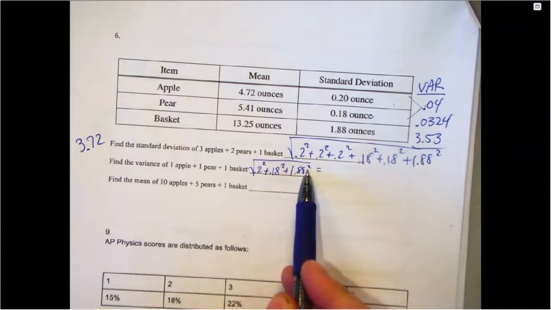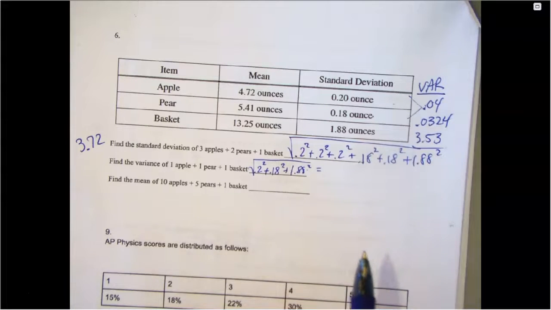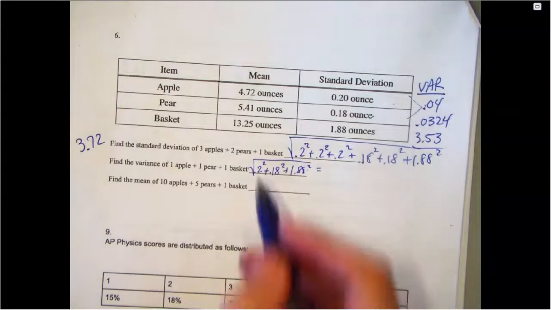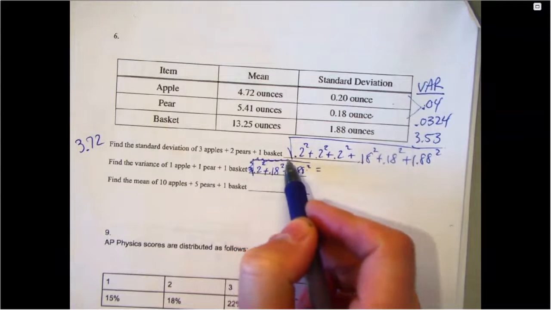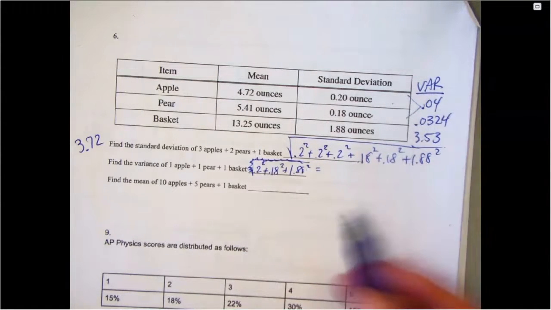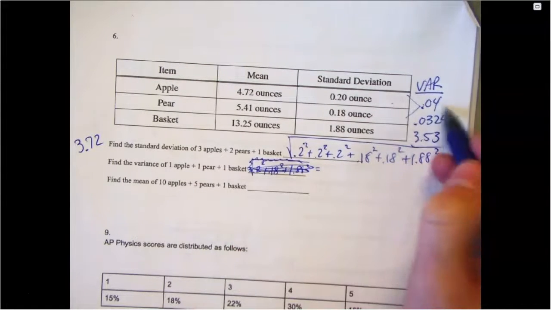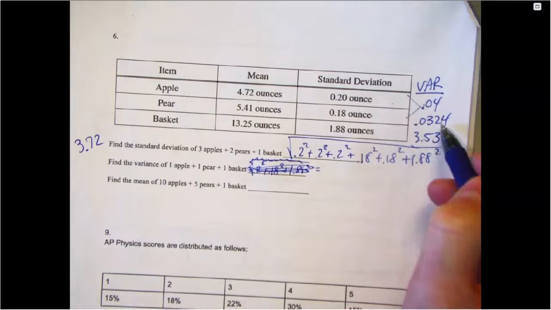Let's say you did this and then you square root it. What would you do to find the variance then? You'd square it. So is there any point in square rooting it and then squaring it? No. So you can just forget that stuff and just add up the variances. So I'm just going to add up these 3 numbers.